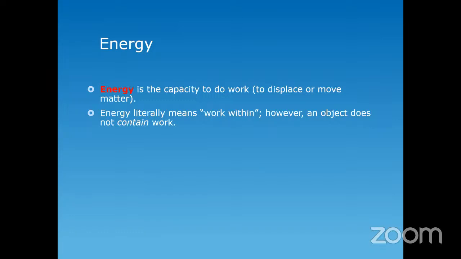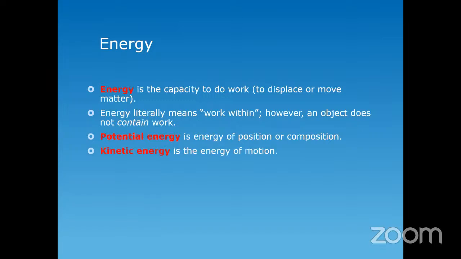So in terms of the original literal meaning of energy, it means work within, but in practice, an object cannot contain work. Now, all energy can fall into two categories. You have potential energy and kinetic energy, and their definitions are shown. Potential energy is the energy an object has by virtue of its position or composition, and kinetic energy is the energy an object has by virtue of its motion.